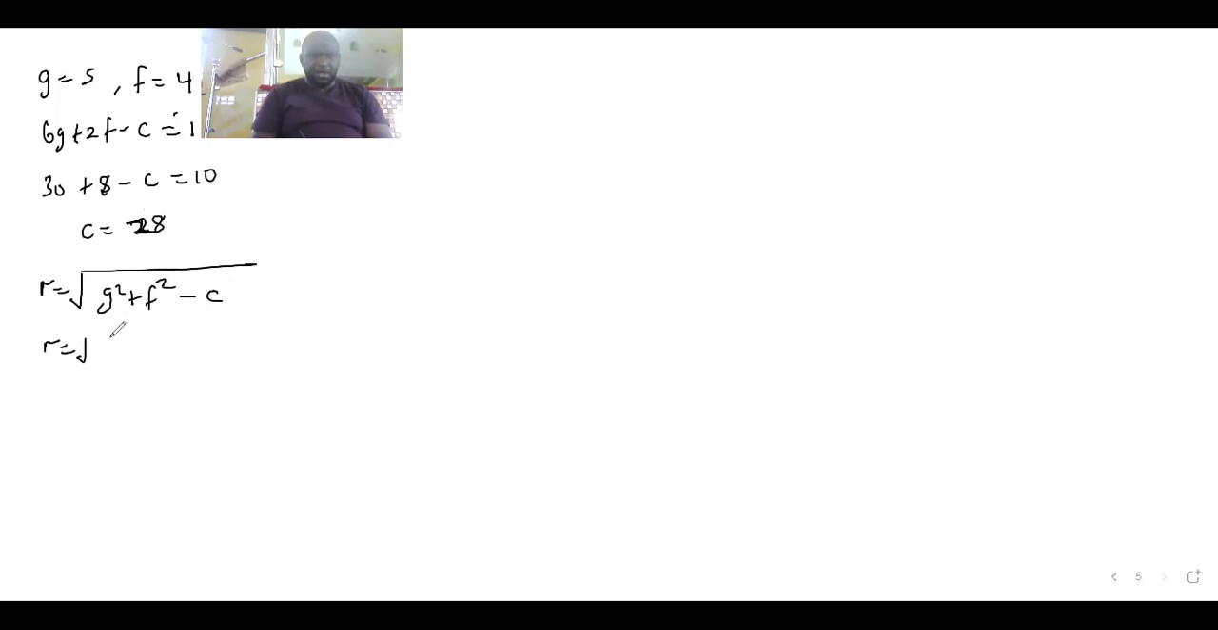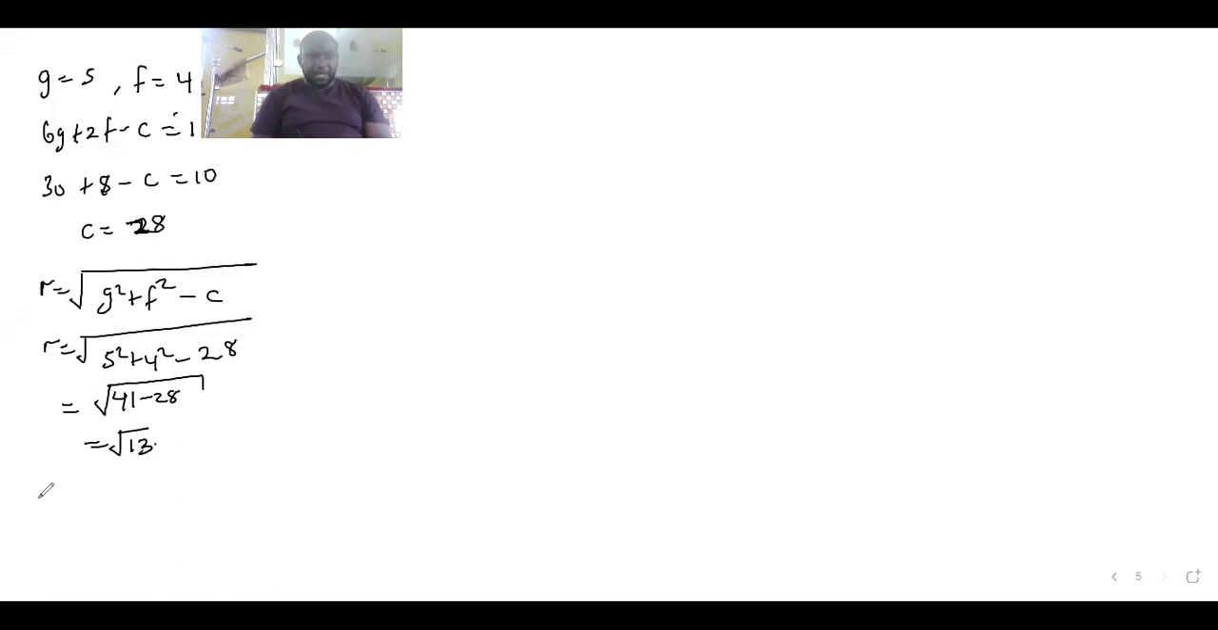So r would be the square root of what? R will be the square root of 5 squared plus 4 squared minus 28. This is 25 plus 16, which is 41, minus 28, you get 13. This is going to be square root of 13, is the radius.